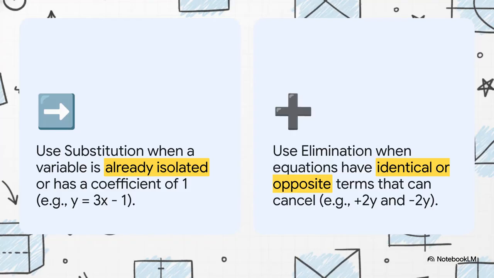You want to use substitution if you see a variable that's already all by itself, or if it has a nice, clean coefficient of 1 or -1. It's just cleaner. On the flip side, if your equations are all lined up and you spot terms that match or are perfect opposites, elimination is almost always going to be your faster bet. Making the right choice here can save you a ton of time.